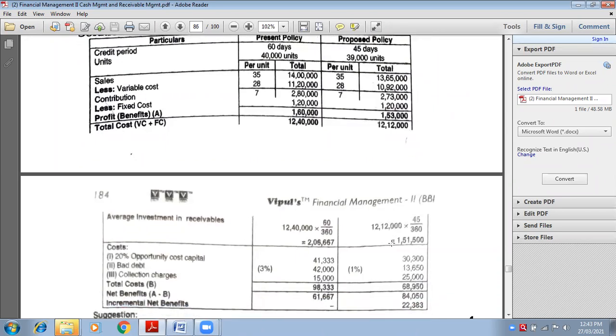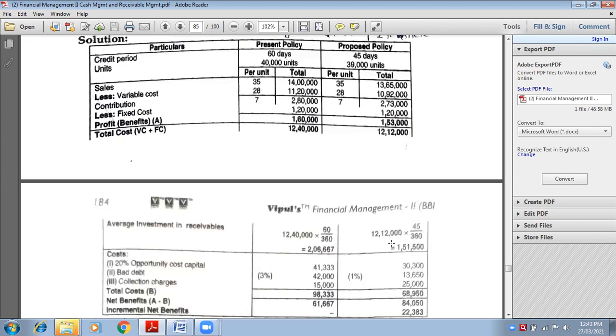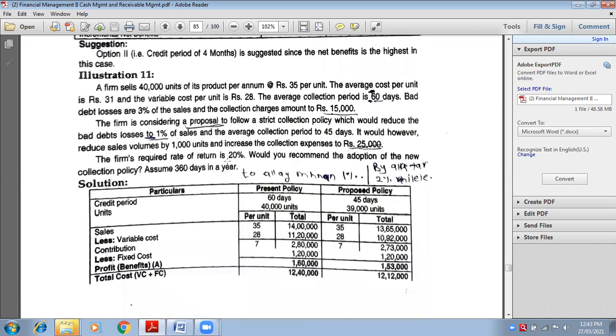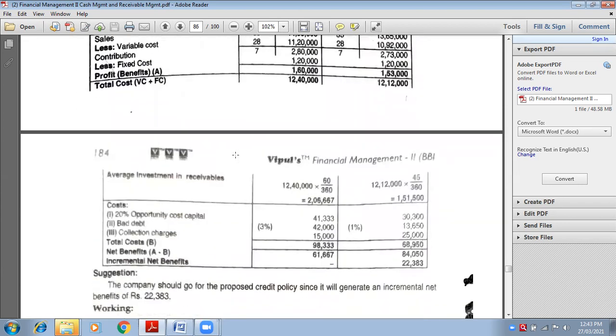Now come to the next cost. Cost of extending credit period. So first it will be opportunity cost. Opportunity cost is already given, 20%. Look here in the question, second last line. Write down in the bracket, 20% of average investment in debtors. So first, average investment in debtors is 2,06,667 into 20%. So is it 41,333? Yes. Next, 1,51,500 into 20%. Is it 30,300? Yes, ma'am. Okay.